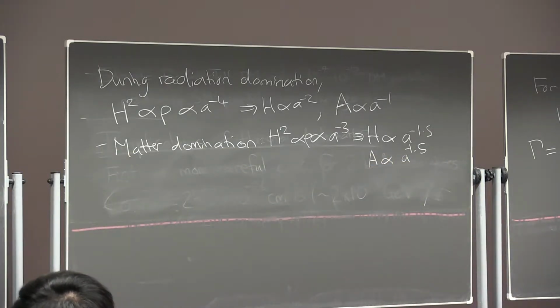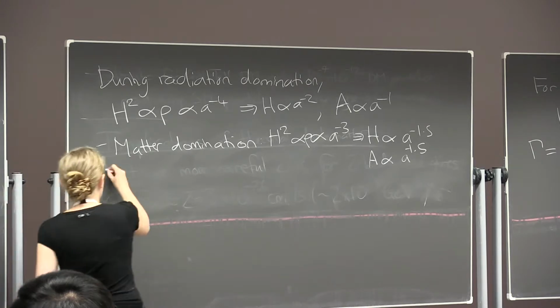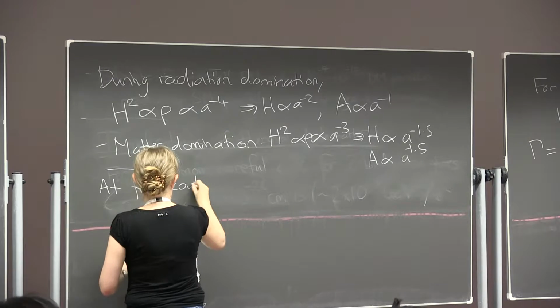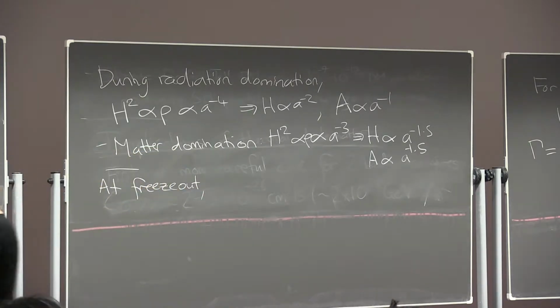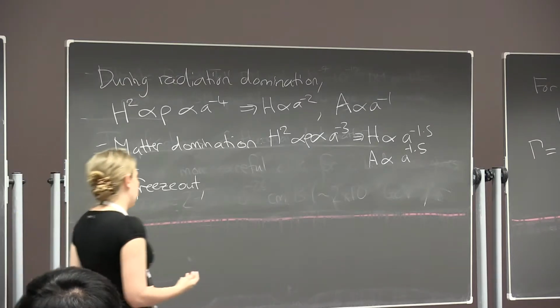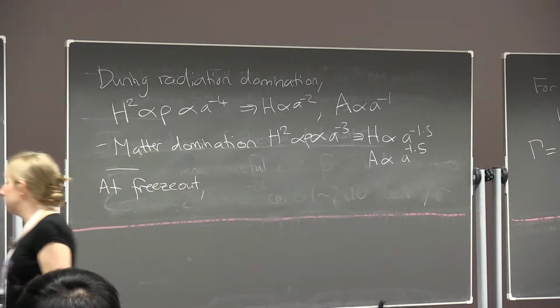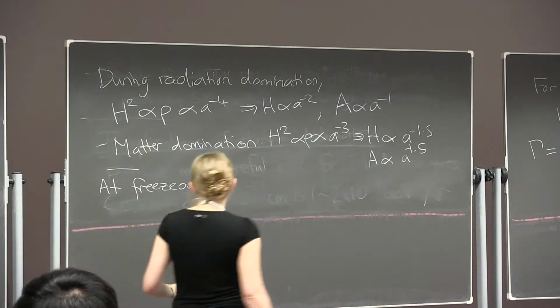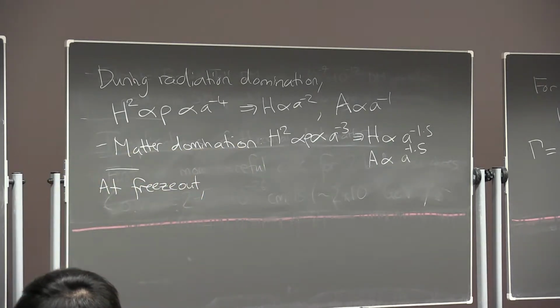Furthermore, we know that at freeze-out, by definition, a dark matter particle annihilates roughly once. For each given dark matter particle, the average time for annihilation is roughly a Hubble time. So if we look at the annihilations in a co-moving volume per Hubble time, in other words, an order 1 fraction of the dark matter annihilates in a Hubble time.